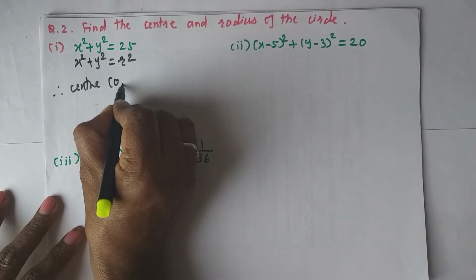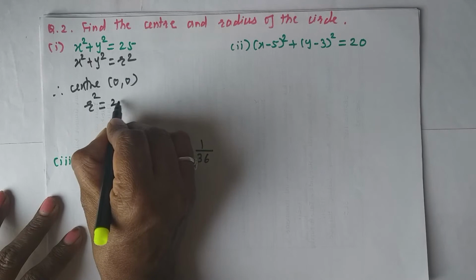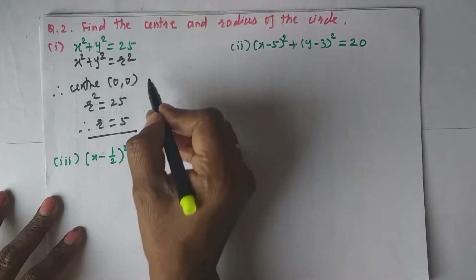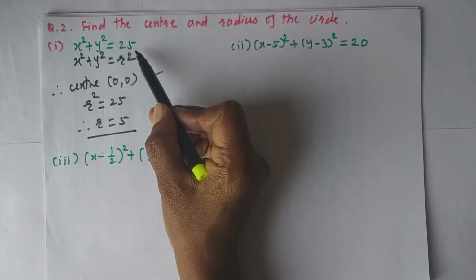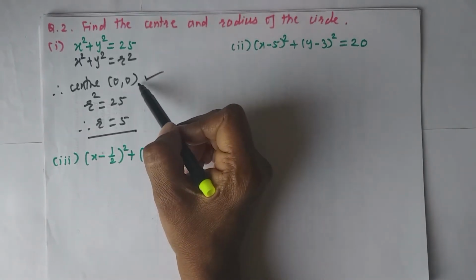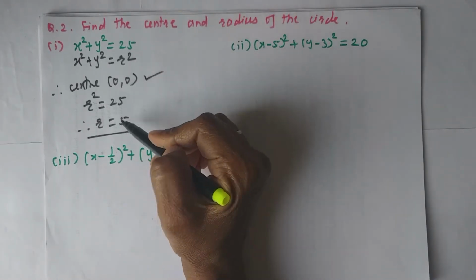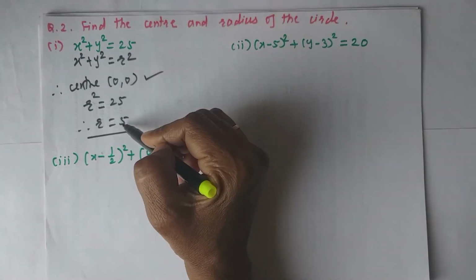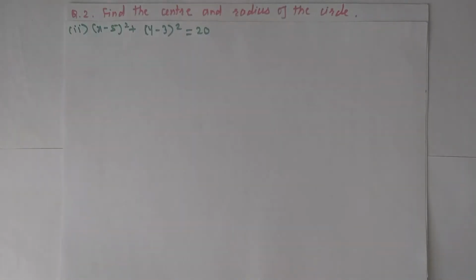Center will be origin and radius will be, see here, r square is 25, therefore r will be 5. Radius will be 5, and center will be origin, because equation is in standard form, and if equation is in standard form, center is origin and radius is, here take the square root of 25, it will be 5. Again this is radius, therefore only take the positive value when you are taking square root. Okay, let's see the next question.